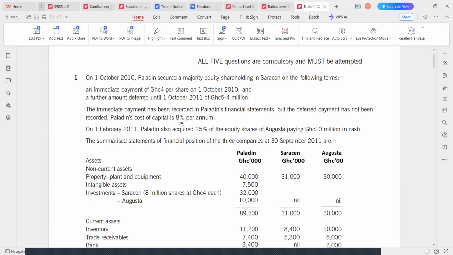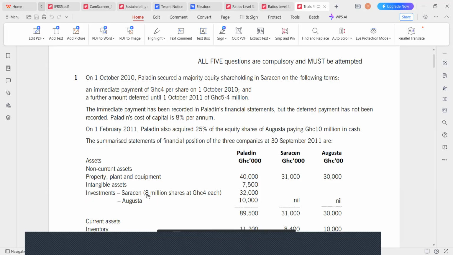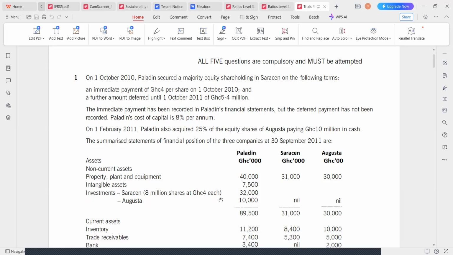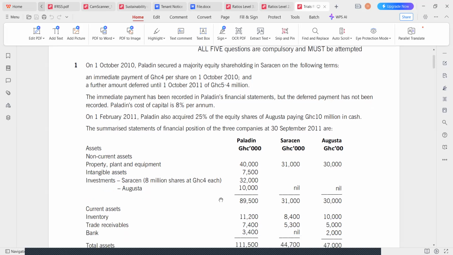So here, what you have to do is this. Look at the investment: Saracen, 8 million shares at 4 cedis. So that is where we can get the number of shares the parent acquired. How many shares here? 8 million shares. Good. So you have to look for the number of shares Saracen has so that we can now find the percentage holding.